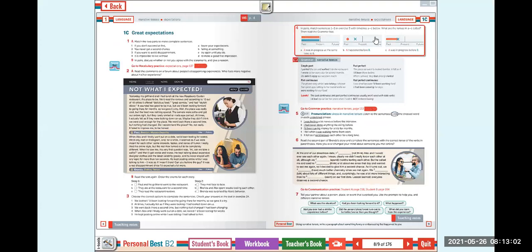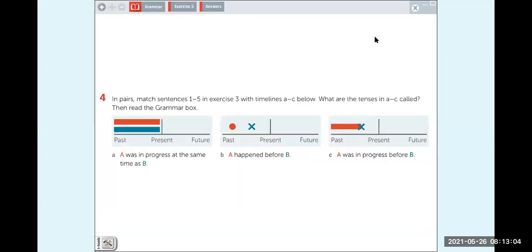Exercise number 4 on page 9. Here we have different timelines. Okay? So it says, match sentences 1 to 5 in exercise number 3 with timelines A to C. What are the tenses in A to C called?